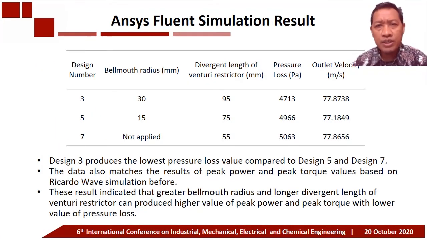The Ansys Fluent simulation result we can see in the table. Design number 3 produced the lowest pressure loss value compared to design number 5 and design number 7. The data also matched the result of peak power and peak torque value based on the Ricardo Wave simulation before. This result indicates that a greater bellmouth radius and longer divergent length of the venturi restrictor can produce higher values of peak power and peak torque with a lower value of pressure loss.